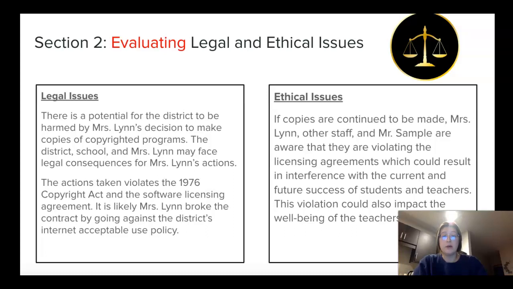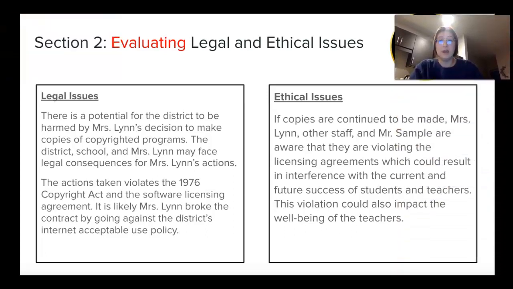Ethical issues: if the copies continue to be made, Mrs. Lynn, other staff, and Mr. Sample are aware that they are violating the licensing agreements, which could result in interference with the current and future success of students and teachers. This violation could also impact the well-being of the teachers.